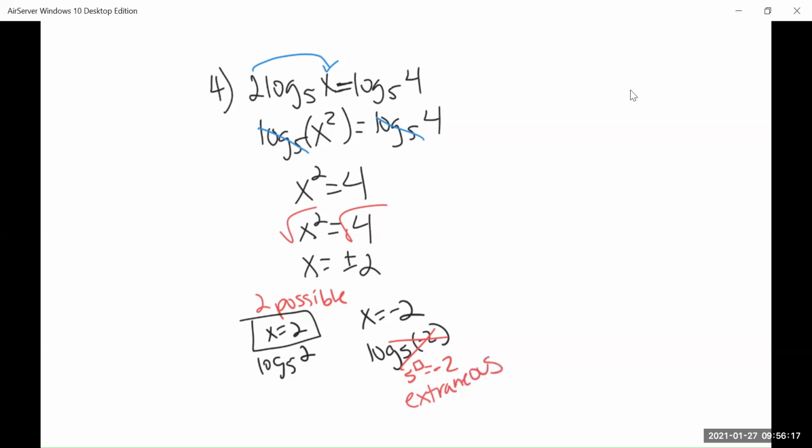You cannot ever, ever, ever take the log of a negative. So plug it in. If you plug it in and it becomes positive, then that's fine. But since this negative 2 that we're plugging in is taking the log of negative 2, nope, reject. That's extraneous. We can only accept 2 as our actual answer. So be very careful in regards to solving logs. Make sure to double check at the end, as log functions do not have infinite domain.